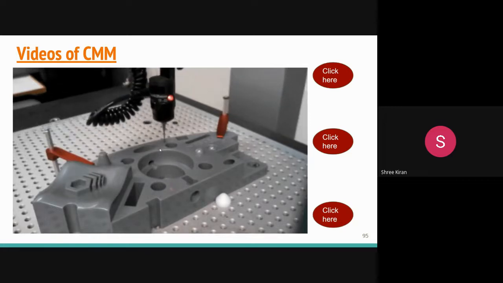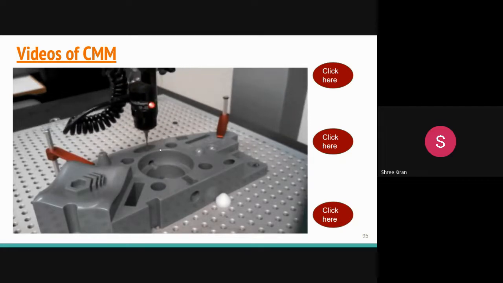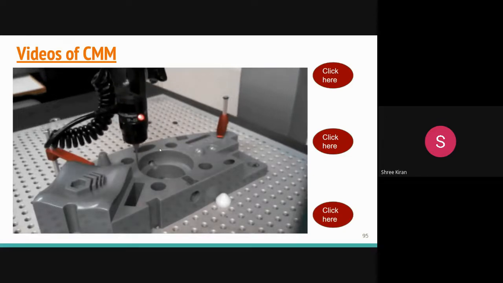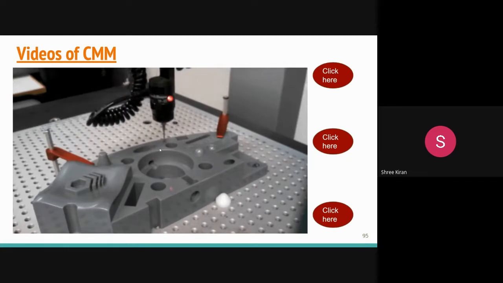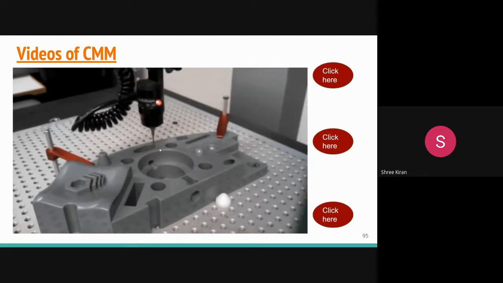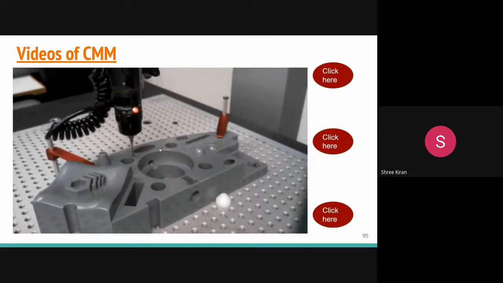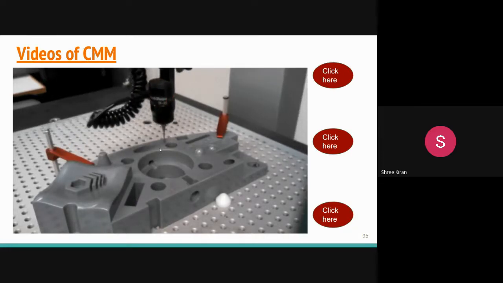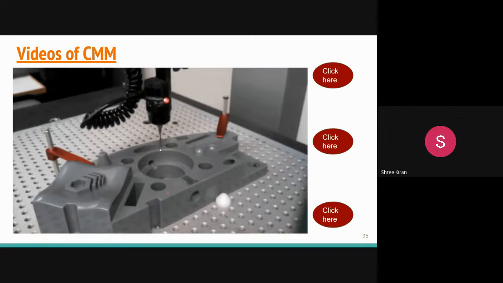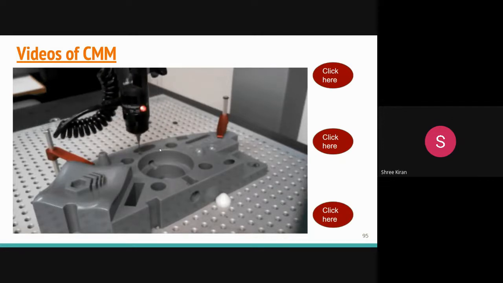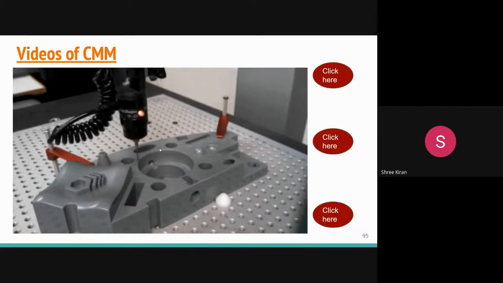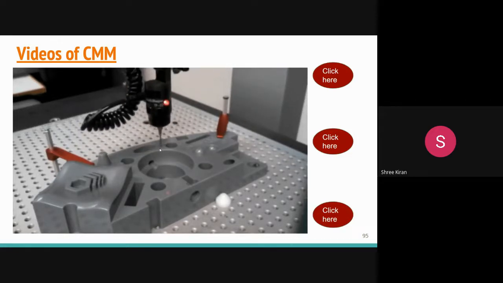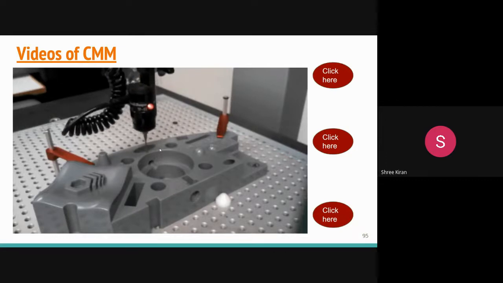This is a video which is showing the CMM. A CMM enables the location of point coordinates. Look at the figure on the slide, where you can see what the probe is doing. A CMM enables the location of point coordinates in a three-dimensional space.